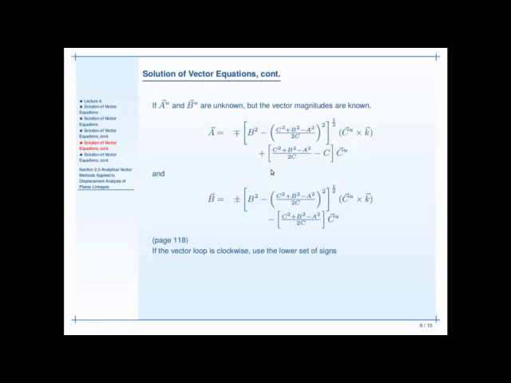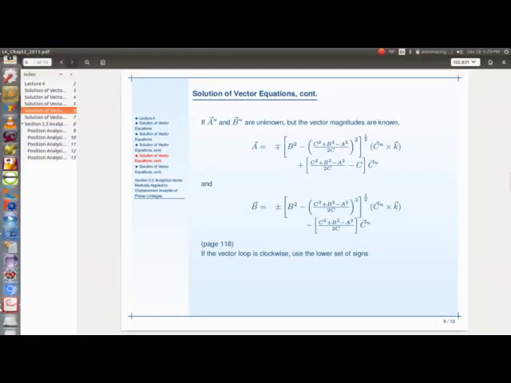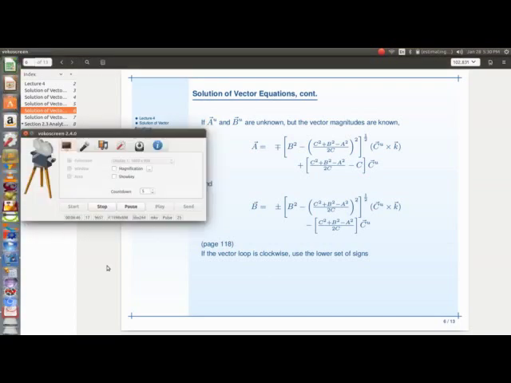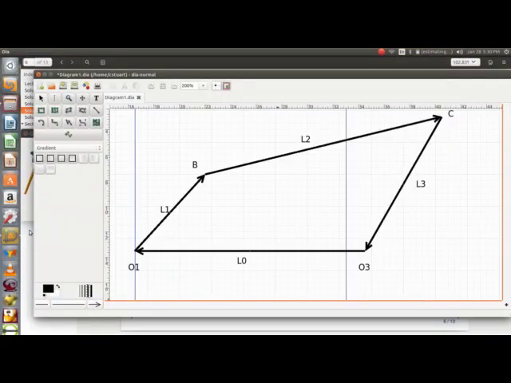Just to make sure we know what we mean by the vector loop being clockwise, run back to this. This is a clockwise vector loop. If I start from any given point and follow along the directions of these vectors, you can see I'm going clockwise. If we were going the other way, then we would use the other set of signs.